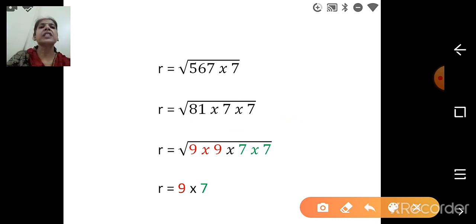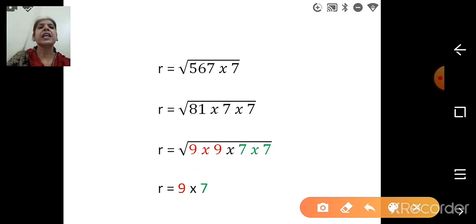We are finding the square root by the factorization method. So the same number we will be getting in pair. One 7 is there, one more factor 7 we will get. So it is root of 81 into 7 into 7. Now 81 we know is the square of which number? 9. So we write 9 into 9 into 7 into 7. So 9 into 9 is one pair, 7 into 7 is one pair. So we are getting the numbers in pair.